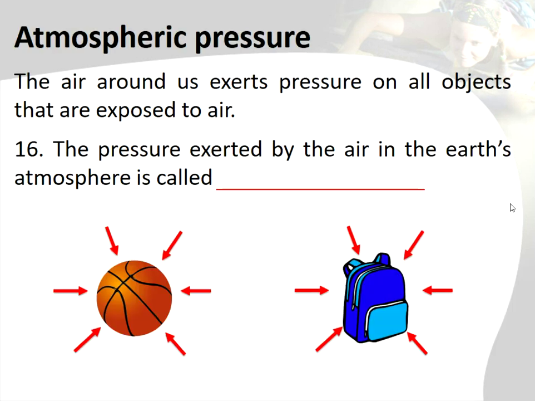Class, we are now going to introduce you to atmospheric pressure, the atmosphere. So the air around us exerts pressure on all objects that are exposed to air. So there is air pressure acting on all of you right now. It acts in all directions, every single direction, and the pressure exerted by the air in the Earth's atmosphere is called, obviously, atmospheric pressure.